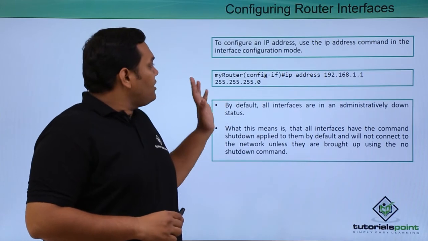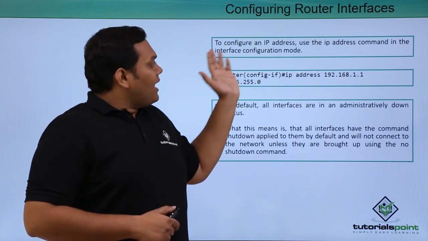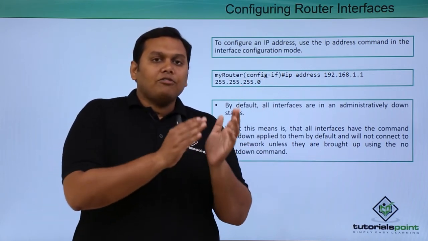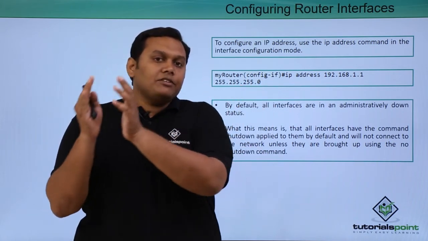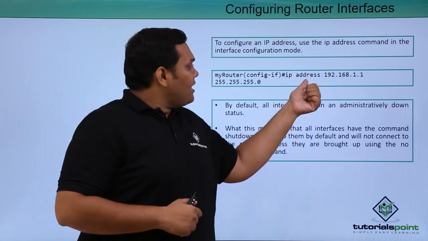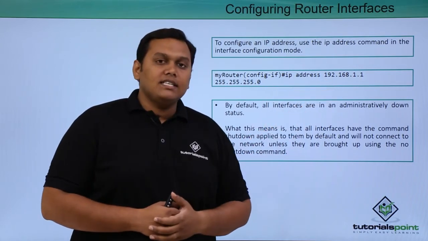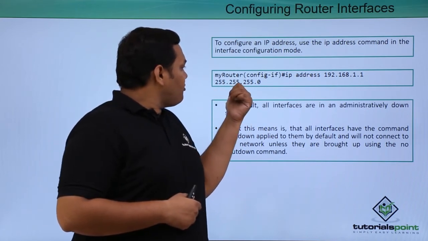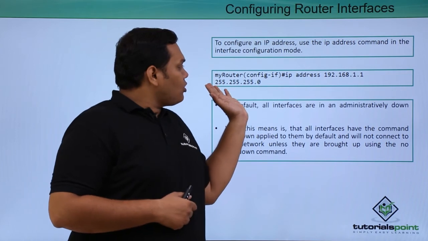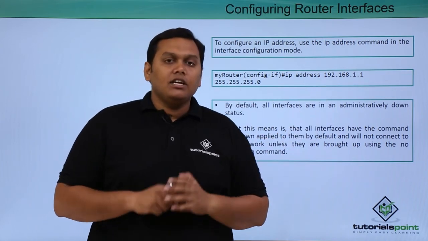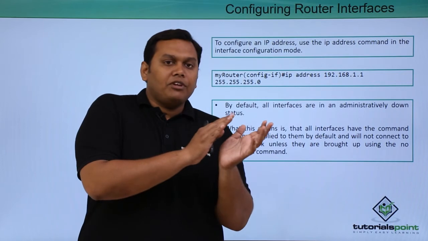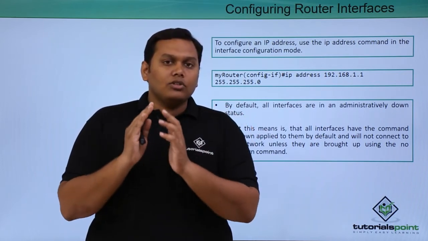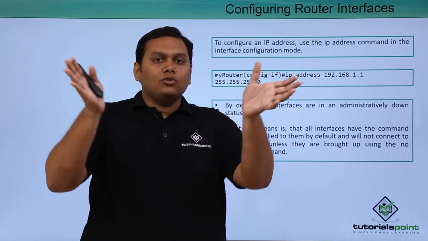To configure the interface IP address, you come into configuration mode, then get into the interface configuration mode, and then you assign the IP address 192.168.1.1 with the subnet mask 255.255.255.0. By default all interfaces are administratively down, meaning every interface is in shutdown, so we have to type the command no shutdown so that they come up and connect to the network.